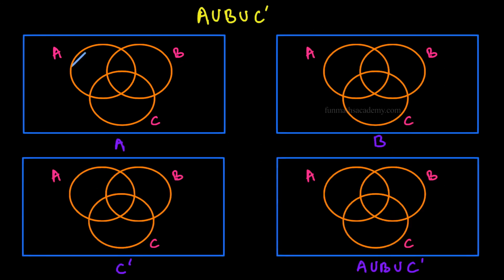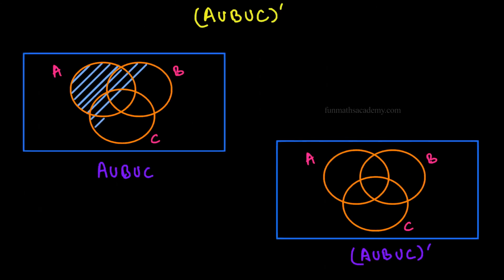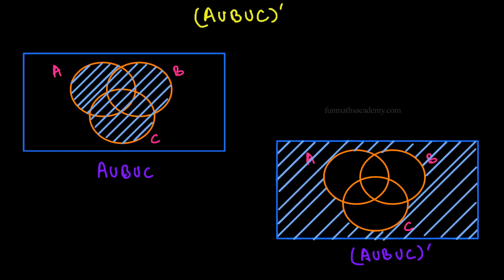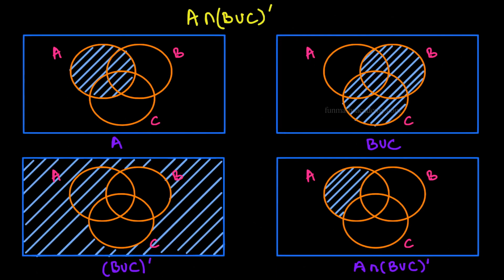Next, A union B union C complement. Next, A union B union C the whole complement. Finally, A intersection B union C the whole complement.